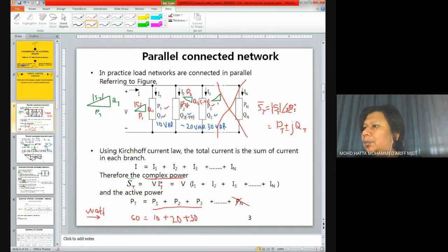For the third one, we have P3 for the horizontal line. For the vertical one, we have Q3. Of course, this is a positive value, so we draw it pointing upwards. All right, that is for S3. And the way we combine these three, if we combine these three power triangles, we will get into this power triangle. So the way we combine it is by looking at here.